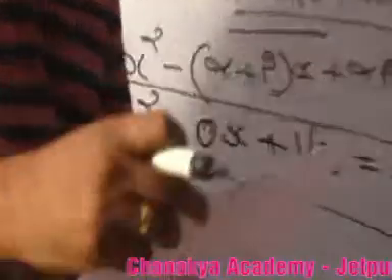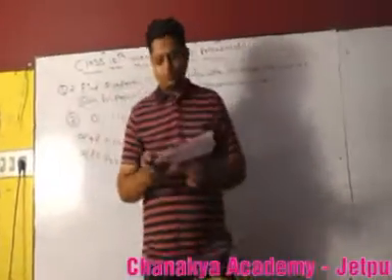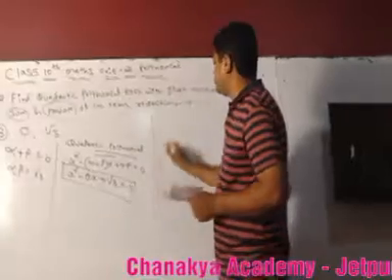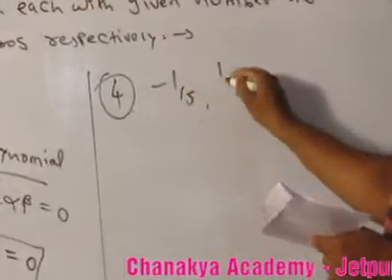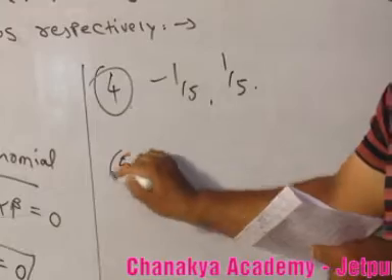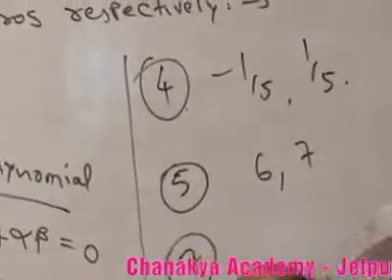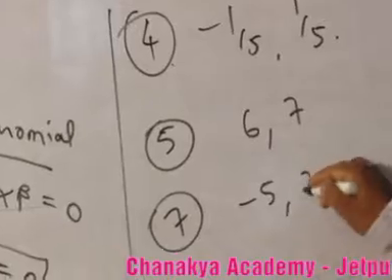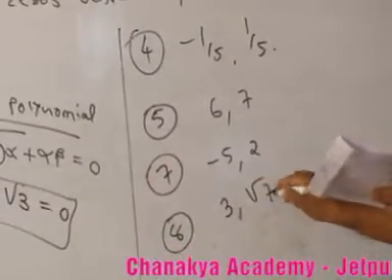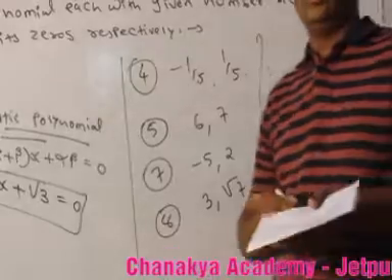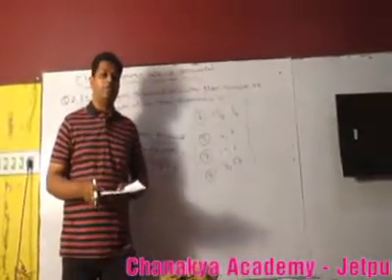Now for additional practice I am providing you a few questions. Question number 4: minus 1 by 5 and 1 by 5. Question number 5: 6 comma 7. Question number 7: minus 5 comma 2. Question number 8: 3 comma root 7. Dear student, it is always advisable to practice more in order to have a good grip over maths sums.